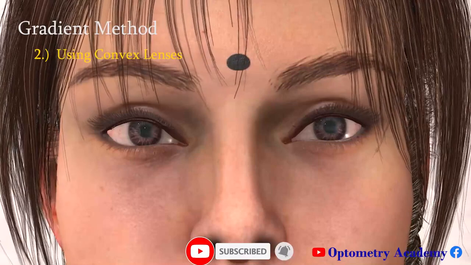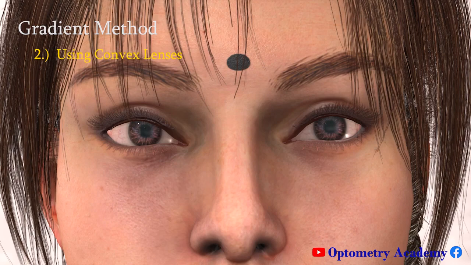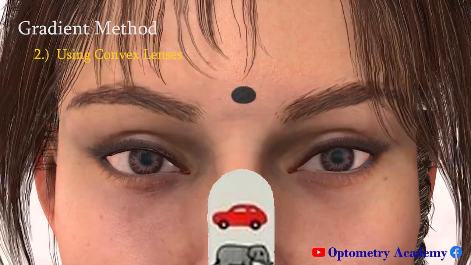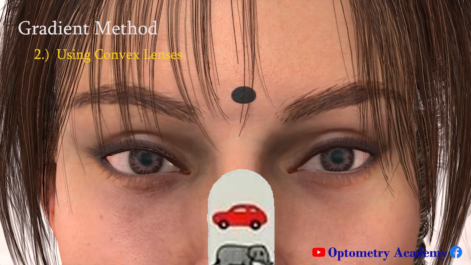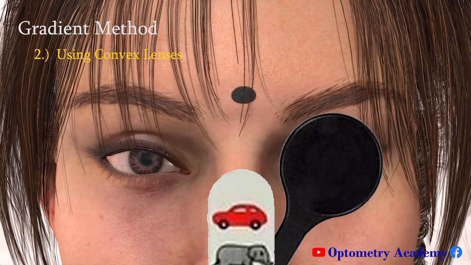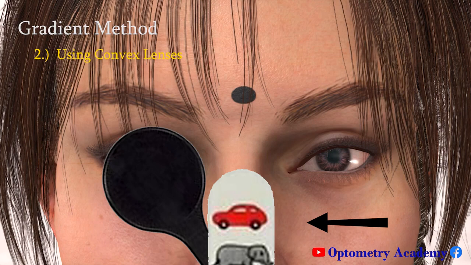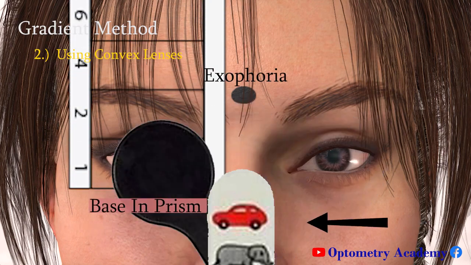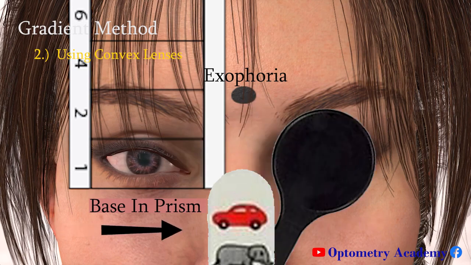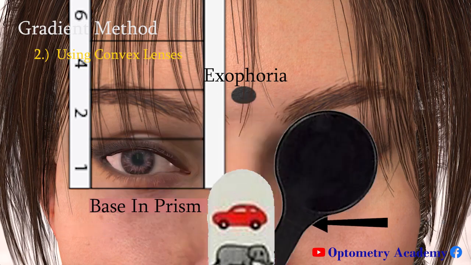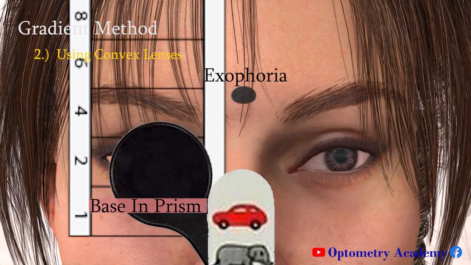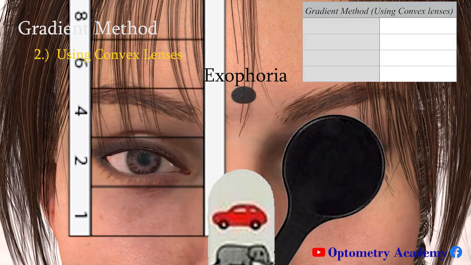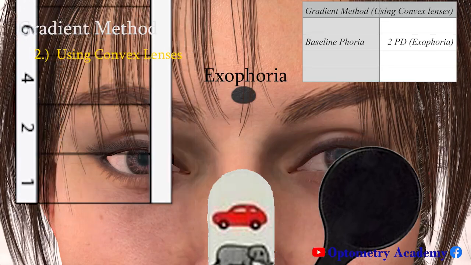Using convex lenses for 33 cm at near, the subject with his proper refractive correction is asked to fix at an accommodative target at 33 cm and the deviation is measured. Here in this patient near deviation is 2 prism diopter exophoria. This gives our baseline phoria.